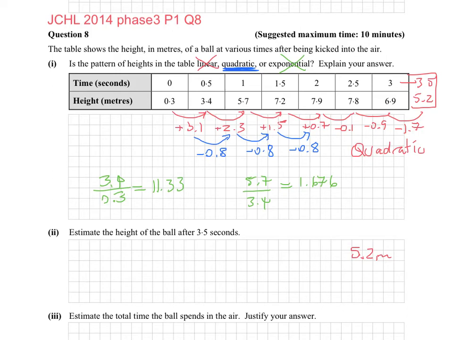Going on to part 3, estimate the total time the ball spends in the air. Justify your answer. Well, we basically want to continue this as a process. Now, you could work out the nth term expression and equal it to 0, but I don't think the time taken to actually work out the formula for the nth term is worthwhile doing. It'd probably be quicker just working your way through, continuing as we just have done already, and continuing until we get a value for the height as being 0.